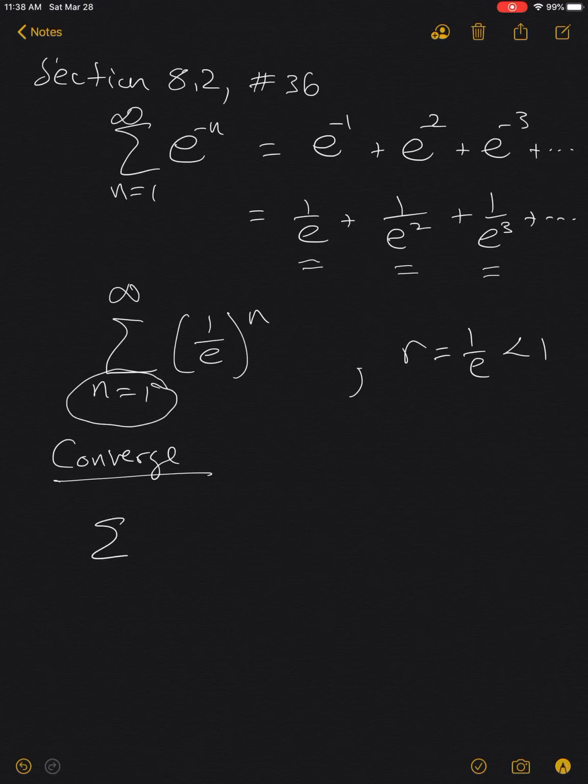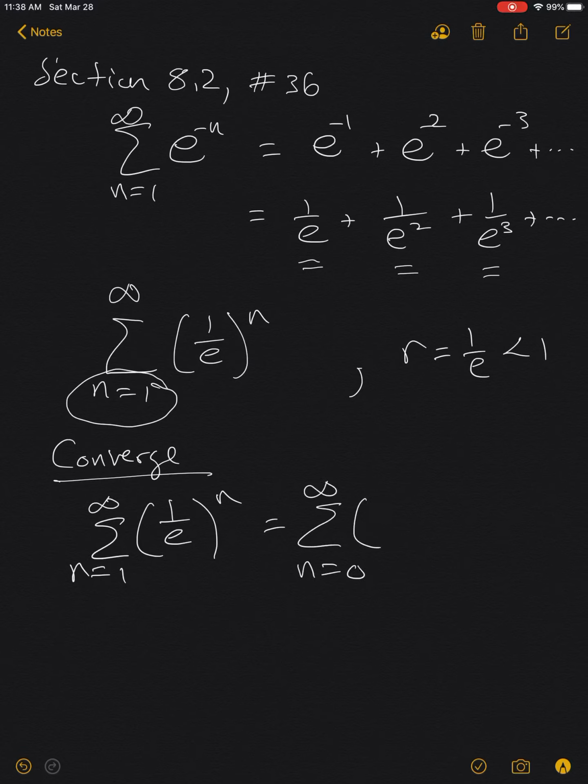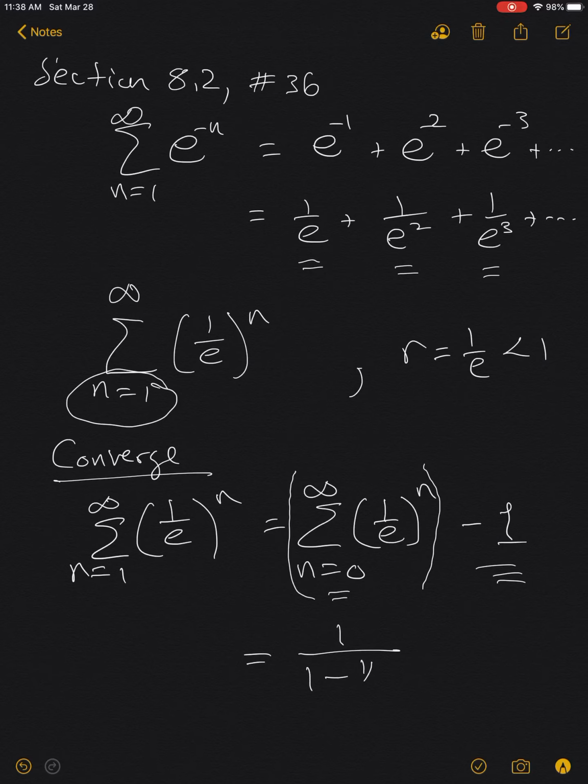So our series is the series that starts at 0, minus the number 1. We have to compensate, since we're missing that initial term. If we find the series starting with the term n equals 0, we then have to get rid of that initial term to obtain our series. But we have a formula for the one in the parentheses. This is 1 over 1 minus 1 over e.